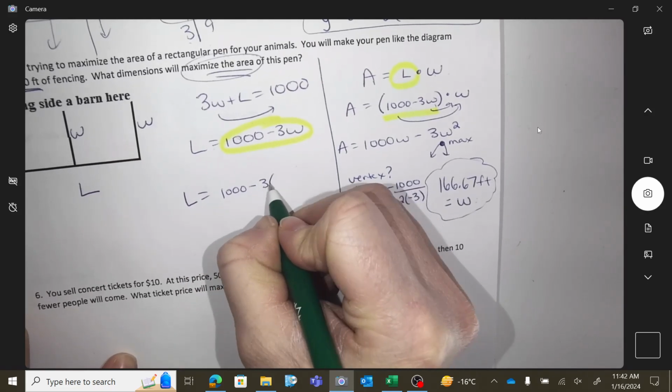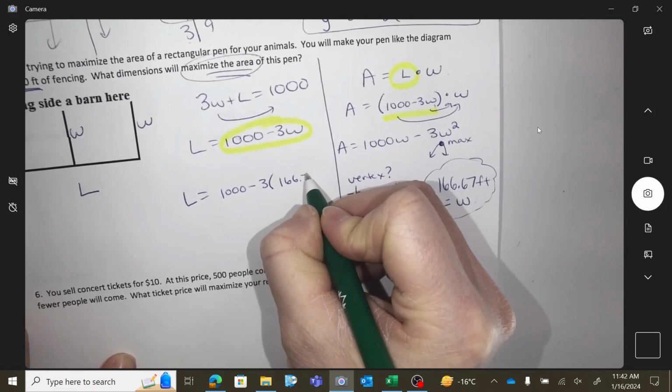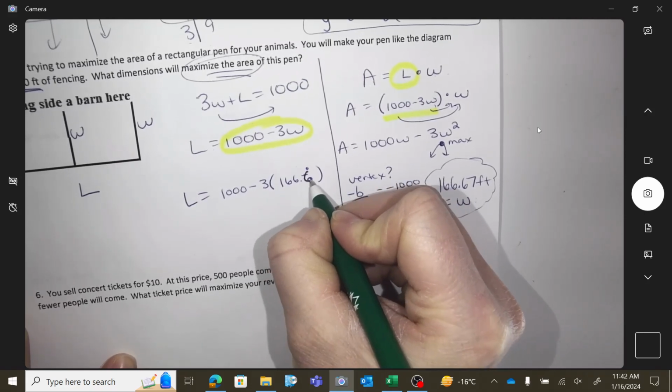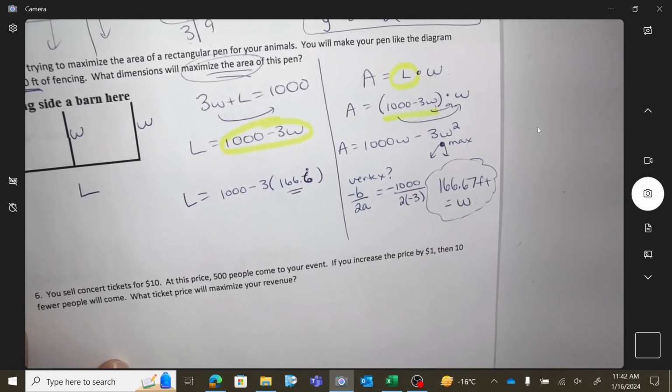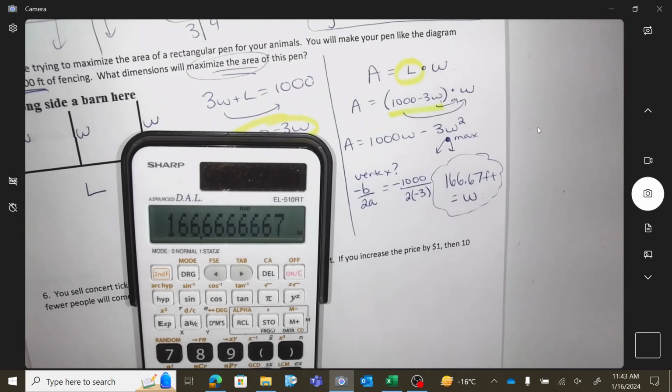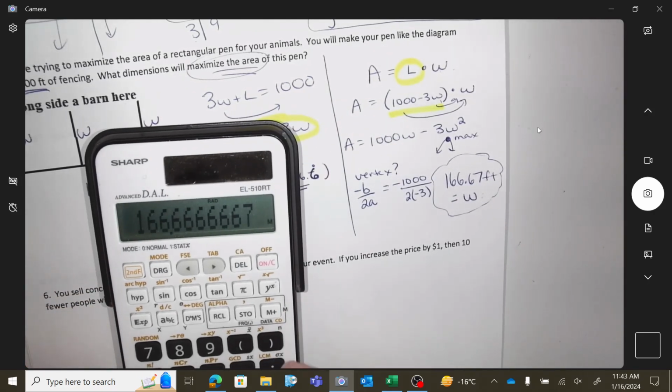1,000 minus 3 of the W's. I have that on my calculator still. I didn't take it off, so I'm going to not round it at all. Times 3.